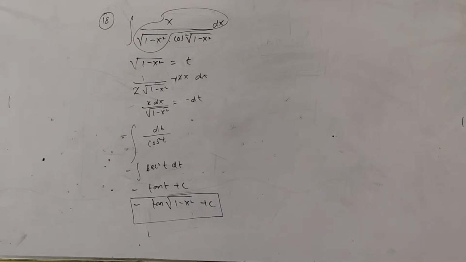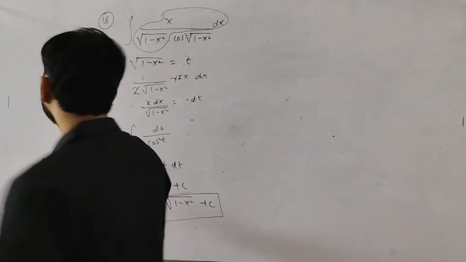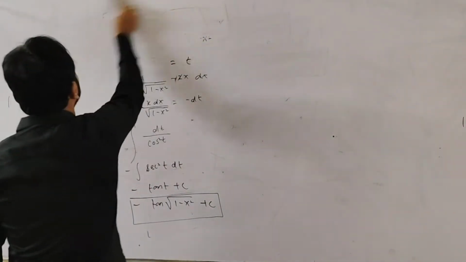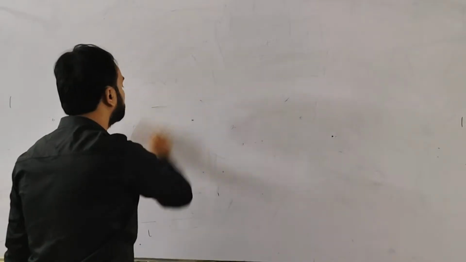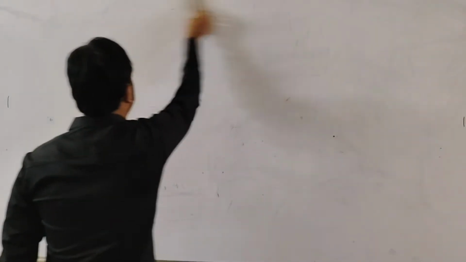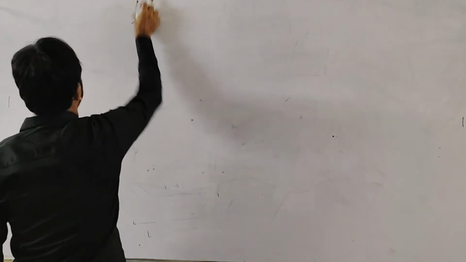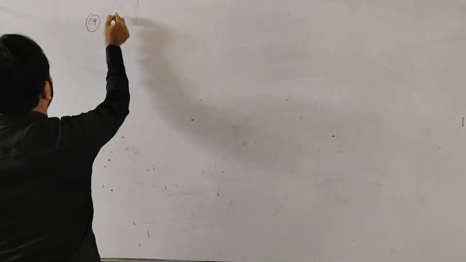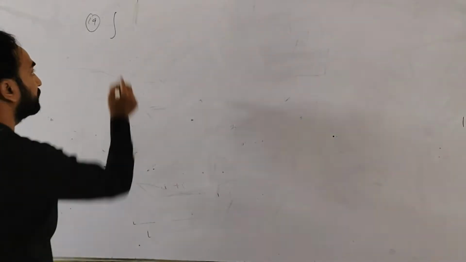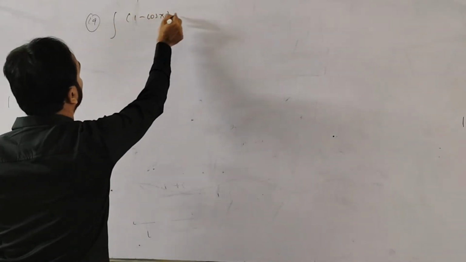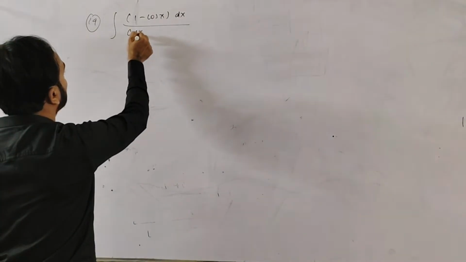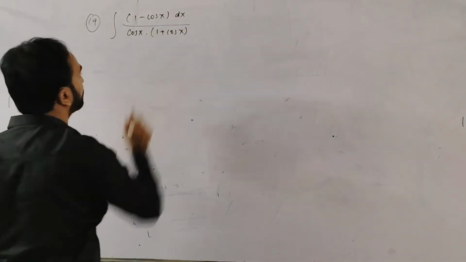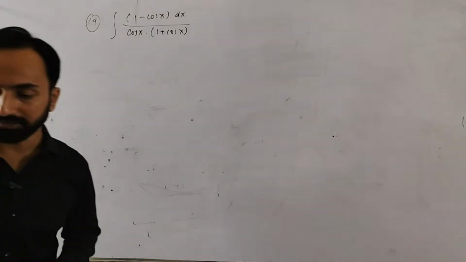Okay, now we are moving to problem number 19 and just see what is 19. Problem number 19 is the integral of 1 minus cos x dx divided by cos x into 1 plus cos x. Just see what we can do.